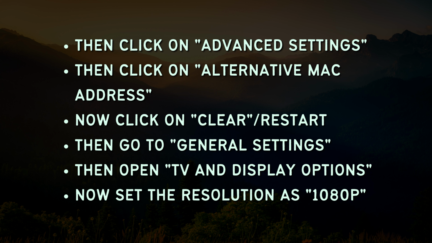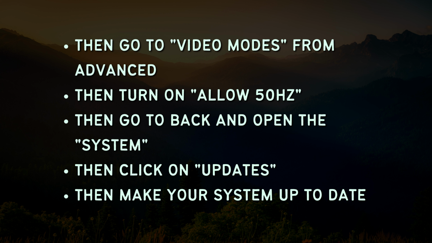Then go to General Settings. Then open TV and Display options. Then set the resolution as 1080p. Then go to Video Modes from Advanced. Then turn on Allow 50Hz.